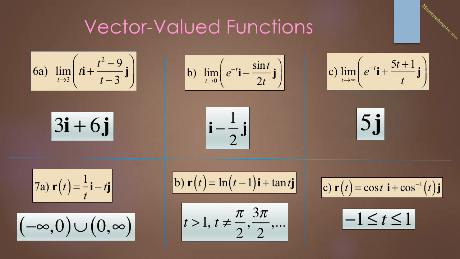C, r of t is equal to cosine t i plus inverse cosine of t j. Cosine t is continuous everywhere, but the inverse cosine is only continuous and defined between t equals -1 and 1. So that is your answer.